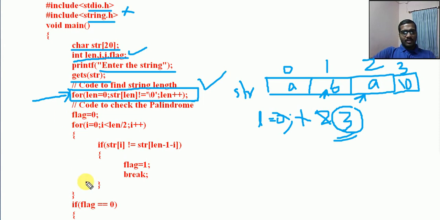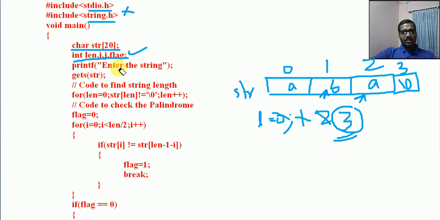Now next is the code for checking whether the entered string is a palindrome or not. So let us look at what logic we are following here.